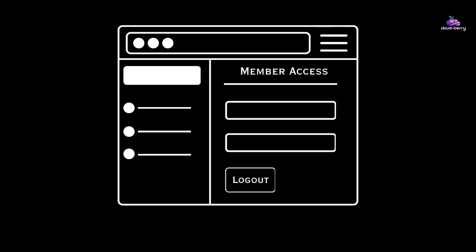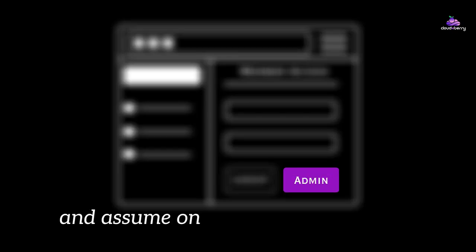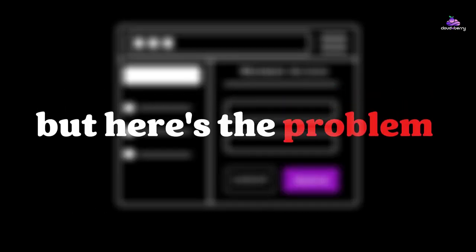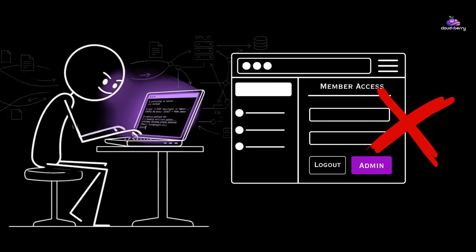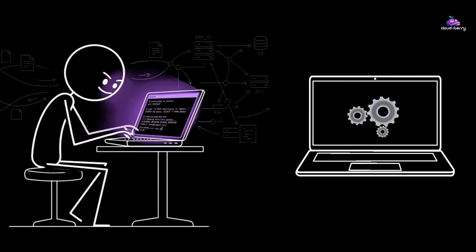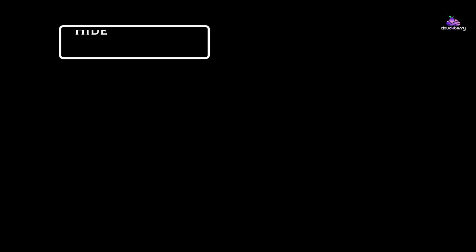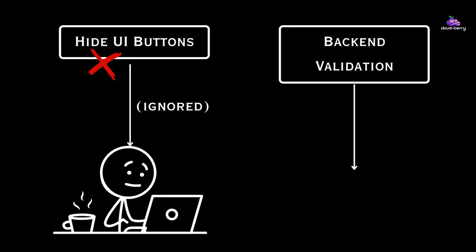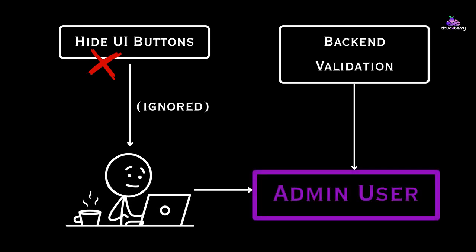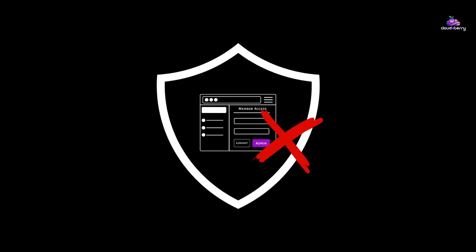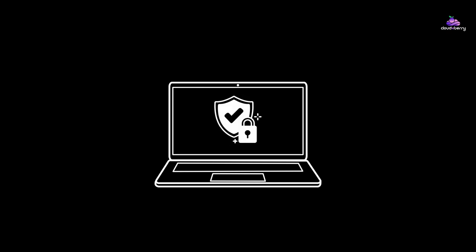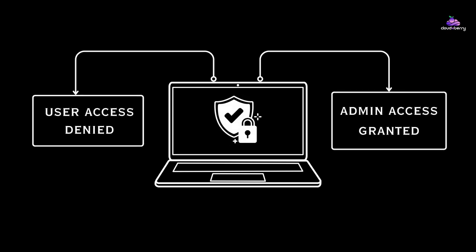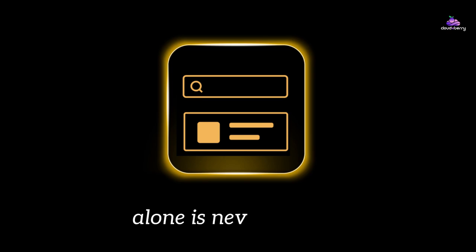Trusting the front end. A lot of times, we hide features in the UI, like an admin button, and assume only admins can access it. But here's the problem. Attackers don't use your UI. They directly interact with your backend by sending requests on their own. So even if something is hidden in the front end, if your backend is not validating properly, any user can still access that functionality. So hiding something is not security. The backend must always verify who the user is and what they're allowed to do. That's why trusting the front end alone is never enough.